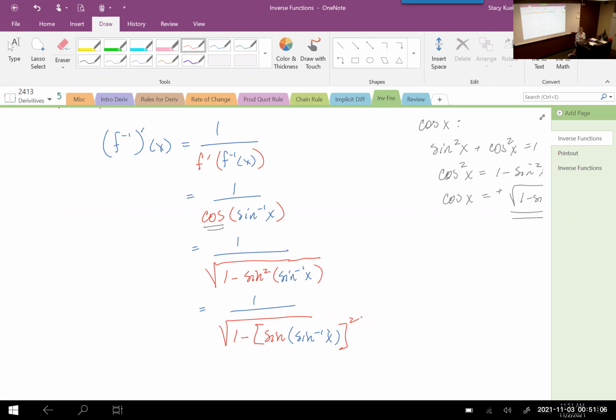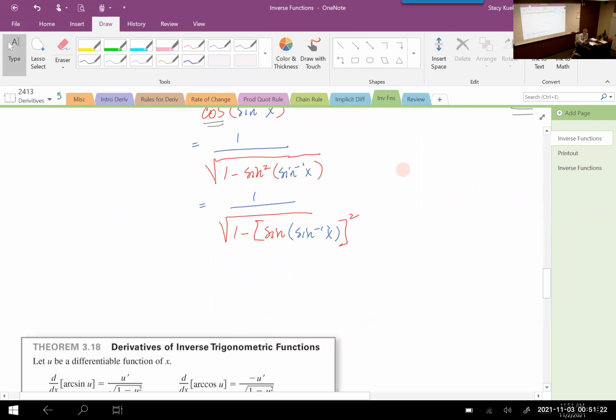Now, what do you see happening inside of that bracket? I have the sine of the inverse sine of x. But what happens when I compose a function with its inverse? I just get x, right? So this ends up giving me 1 over the square root of 1 minus x squared. And that is the derivative of the inverse of sine.